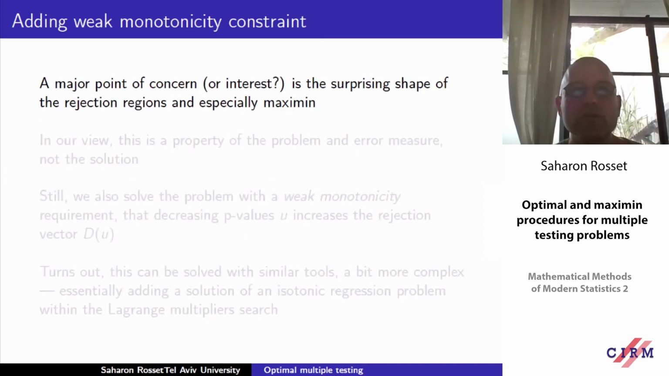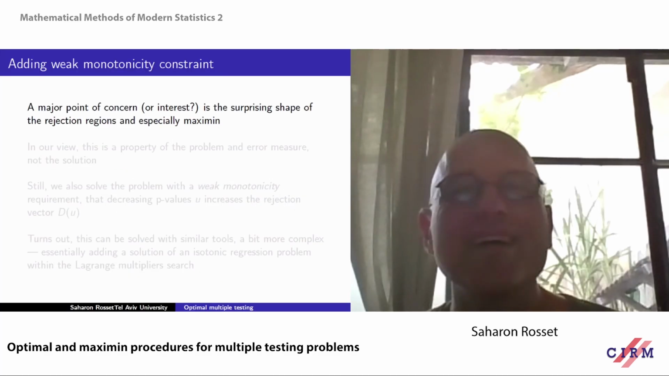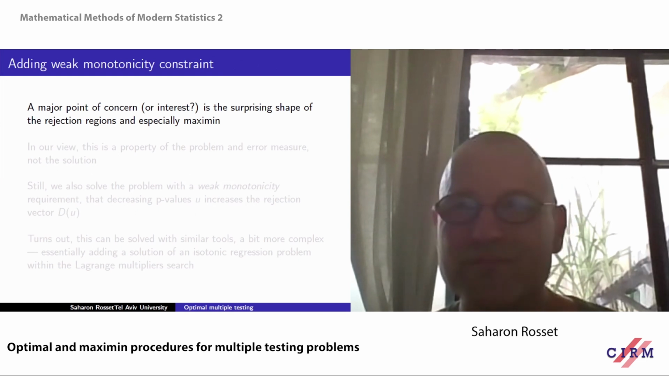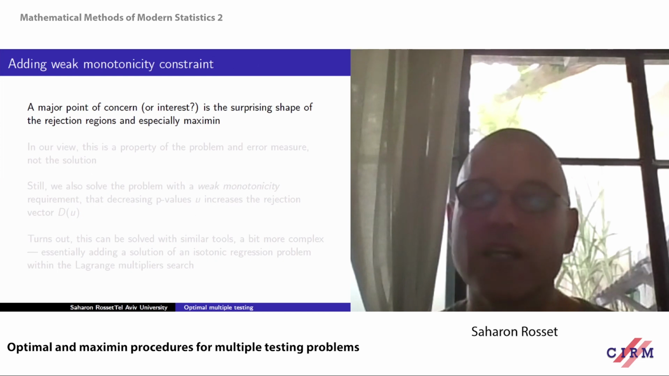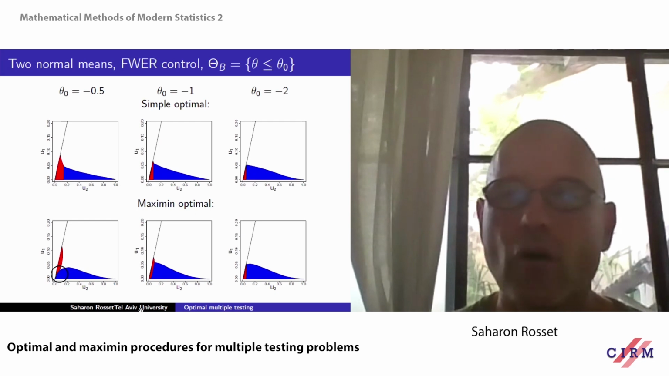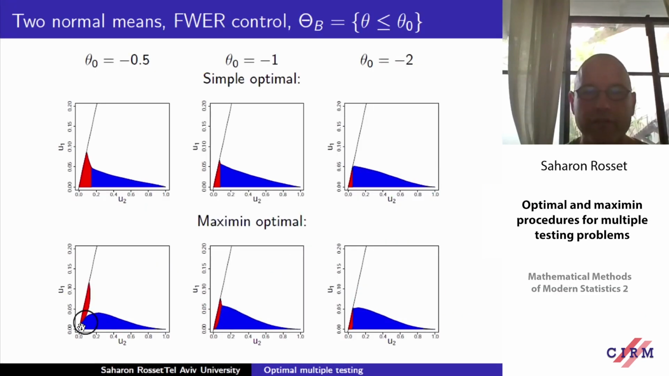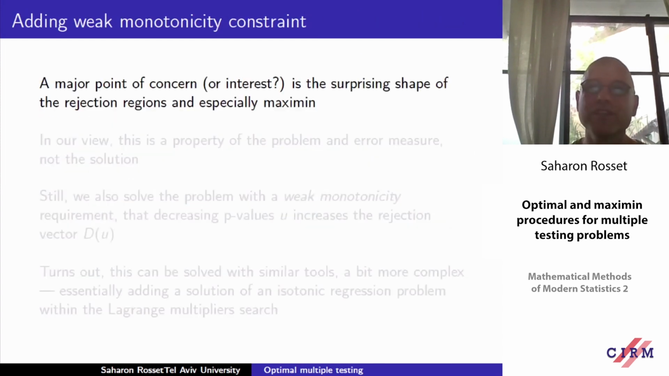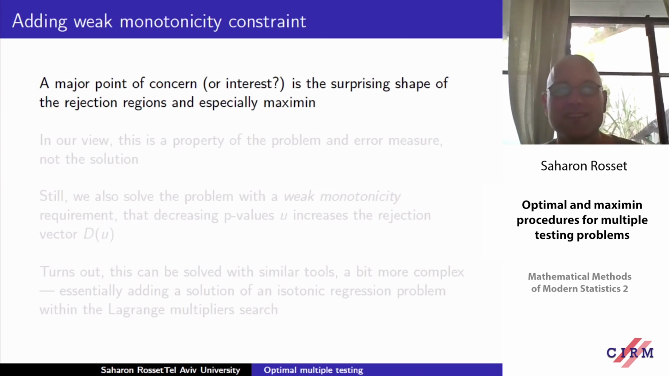So the last thing I want to talk about is this strange behavior of getting what we call non-monotone rejection regions. Anytime in our rejection regions we have a slope that is positive, even if we don't have a hole like on the bottom left, it means that by improving our p-values, we actually decrease our rejections. So any positive slope is, in some sense, counterintuitive.